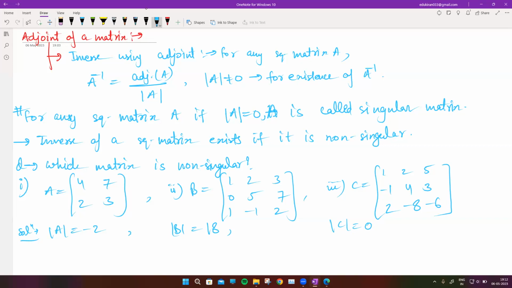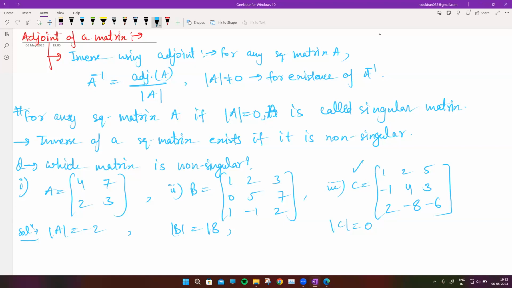Whoever is not finding out the determinant for these matrices, please start solving, because without this you will not be able to find the adjoint. And for adjoint also, you need to calculate a lot. So start working on your calculation. You will see why I'm saying this. Let me come to the adjoint of a matrix. This is a singular matrix here, and these two are non-singular matrices. So we can find the inverse for these matrices.